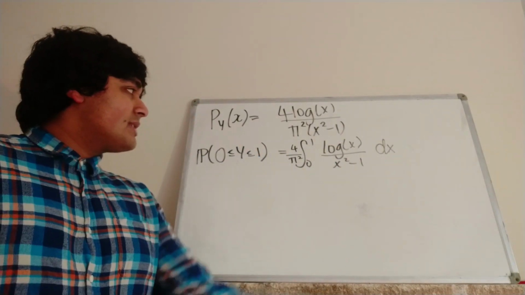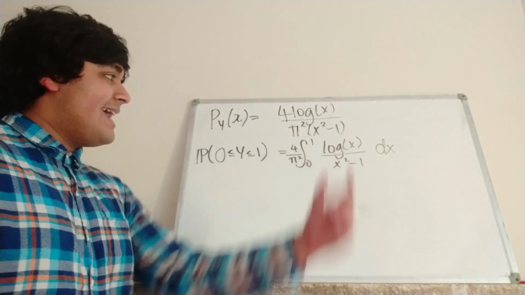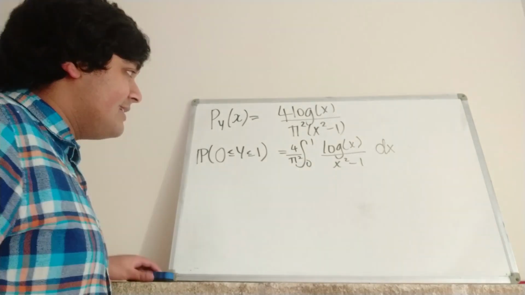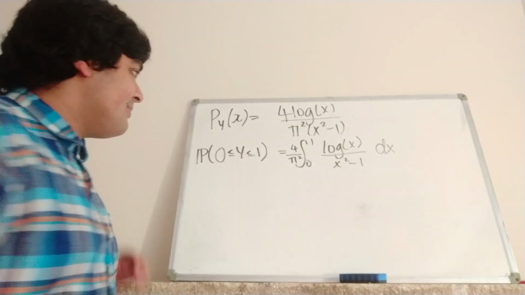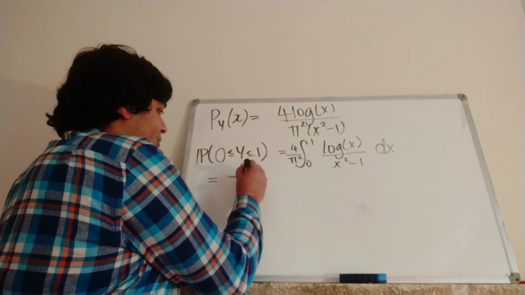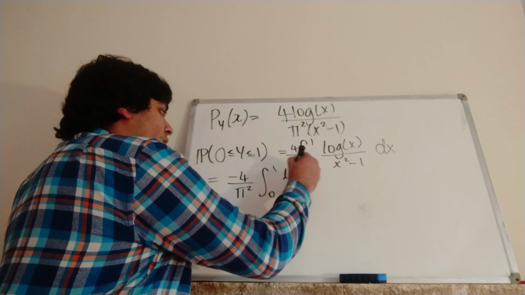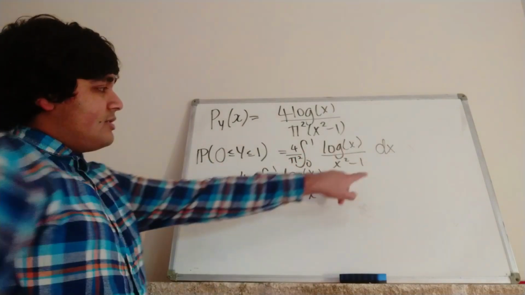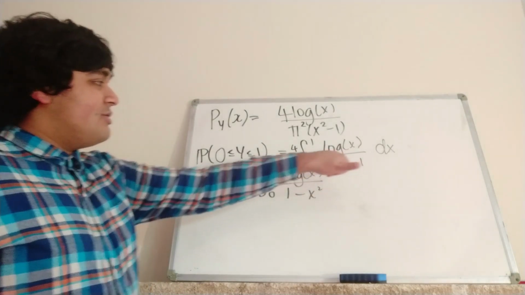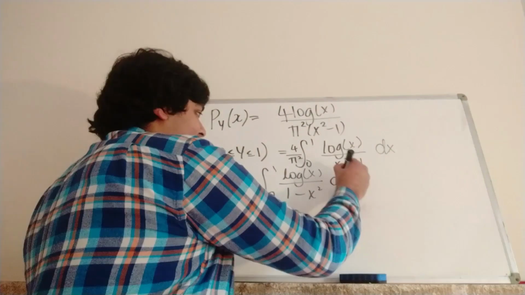Okay, but of course, because x is between 0 and 1, log x is going to be negative, and x squared minus 1 is also going to be negative. So what I want to do is just introduce a minus sign just to make things look a bit nicer. So this is equal to minus 4 over pi squared times the integral from 0 to 1 of log x now divided by 1 minus x squared. So I've just swapped the 1 and minus x squared, which introduces the minus sign, which I brought to the front there. Okay, dx of course.